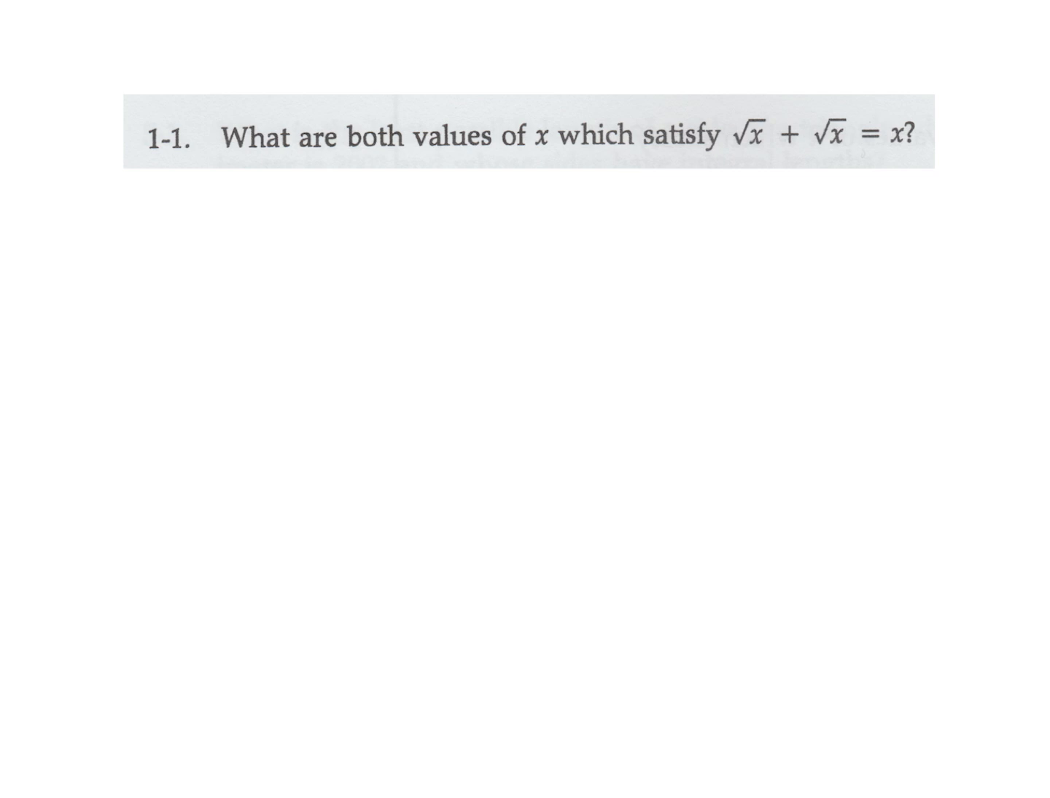What are both values of x which satisfy root x plus root x is equal to x? Well, some of you probably could solve that just by inspection, but let's just do the algebra. It's probably better that way. So this would be 2 root x is equal to x, and if you square both sides, it would become 4x on that side, and that would be x squared.